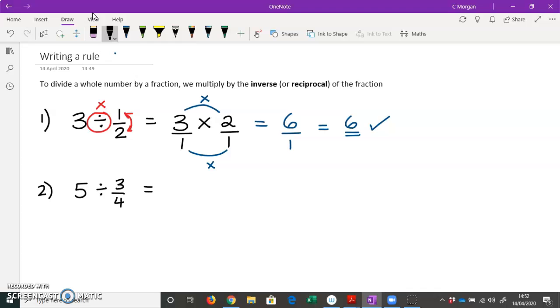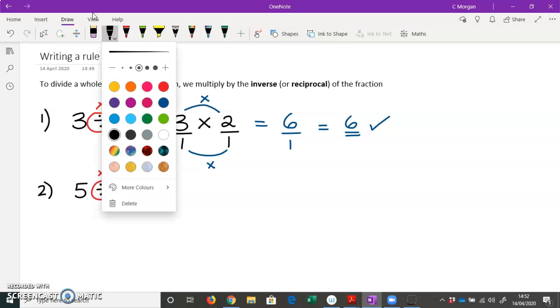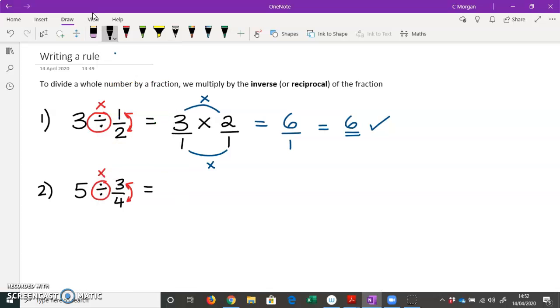You may press pause, and I'm going to now show you how to do it. Okay, let's hope you got this one right. So remember, we multiply by the inverse of the fraction that we're dividing by. So that helps me to write out a new calculation that I can do.